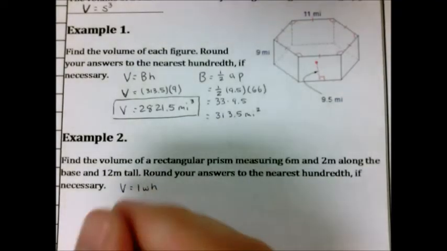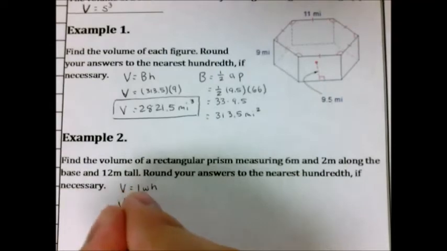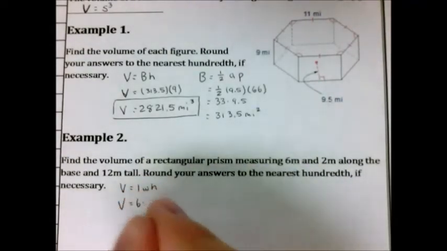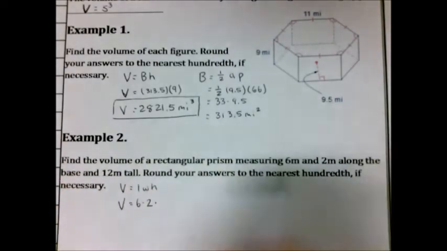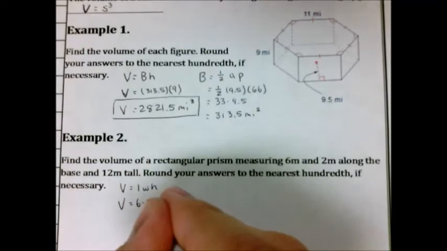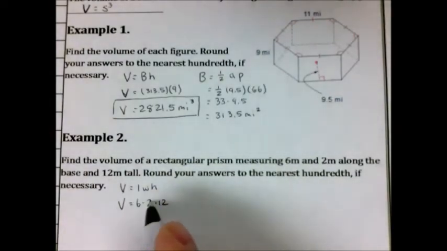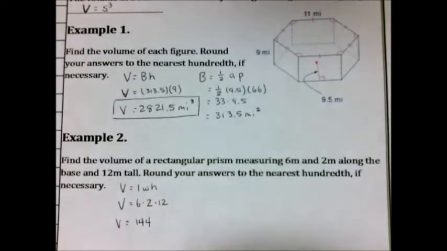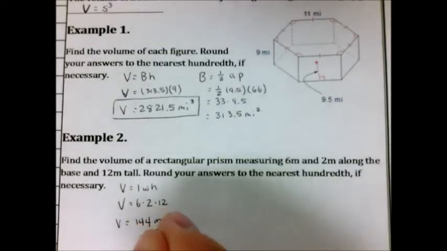So we just have to plug in those numbers here. One length is 6. One length, or the width, is going to be 2. And the height is 12 meters. Okay, 6 times 2 is 12, times 12 is just going to be 144. Therefore, the volume of this rectangular prism is 144 meters cubed.